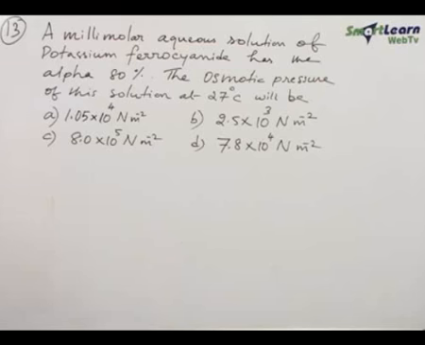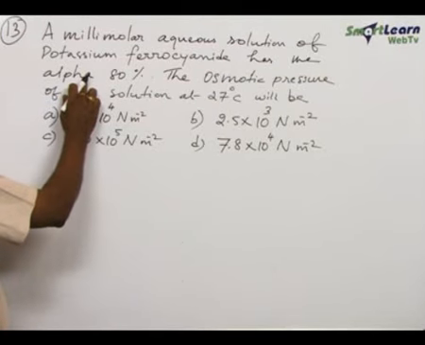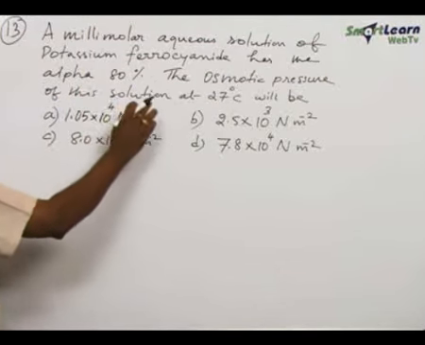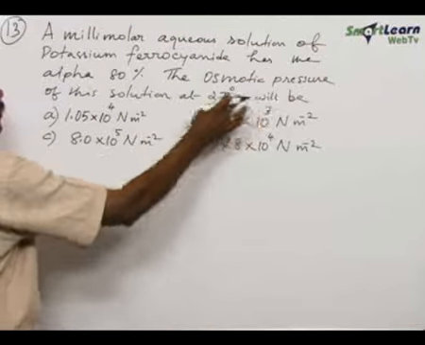Problem number 13. A millimolar aqueous solution of potassium ferrocyanide has the alpha, the degree of dissociation, 80%. The osmotic pressure of the solution at 27 degrees Celsius will be.